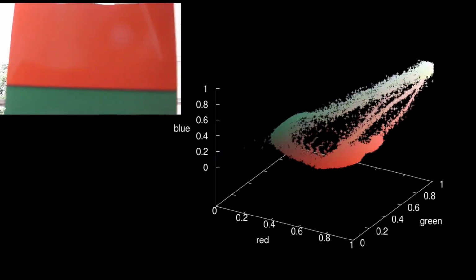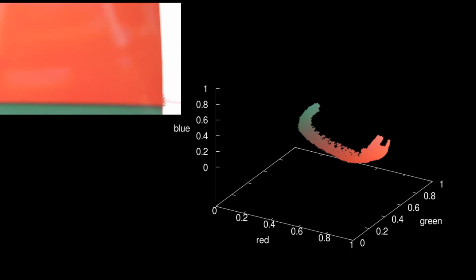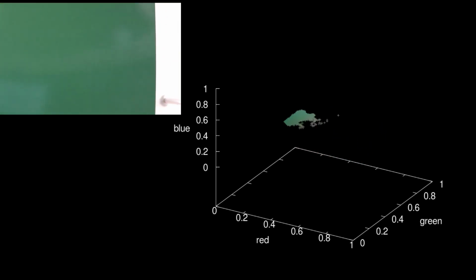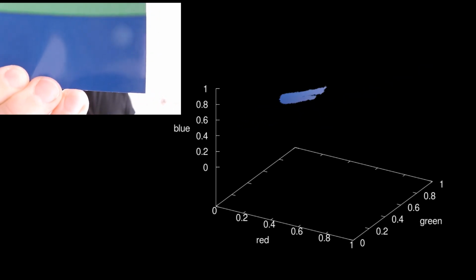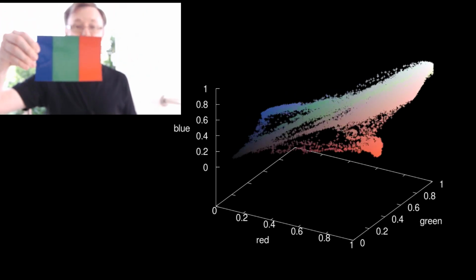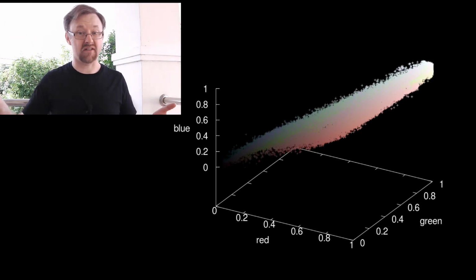If what the camera sees is mostly red, we see that all of the points cluster along the red axis. If it's green, we see that they all cluster along the green axis. And for blue, we see that they all tend to cluster along the blue axis, which is pretty much exactly what we would expect.